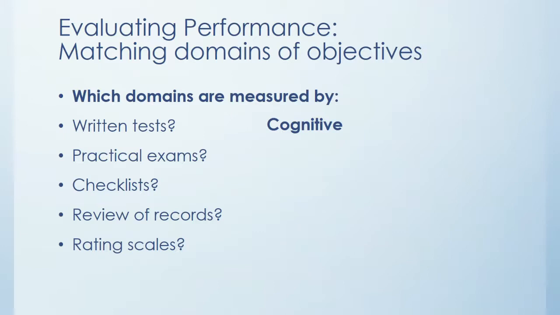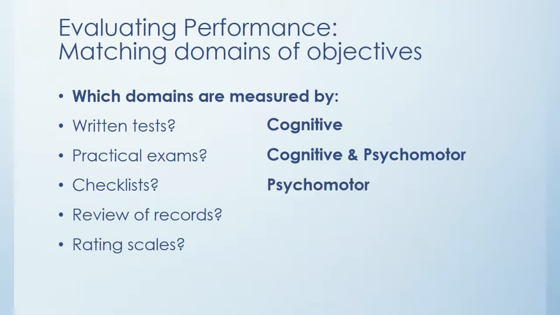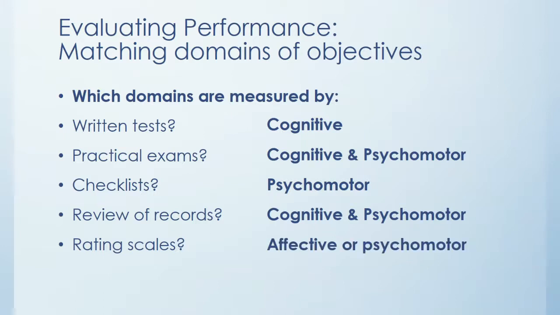Practical exams, cognitive, psychomotor, or affective? Both cognitive and psychomotor, because you have to have some cognitive stuff in there, but you definitely have psychomotor. And then checklists, these are good for psychomotor. Review of records are good for cognitive and psychomotor. And then rating scales are good for affective or psychomotor, depending on what's in the rating scale, you can use it for psychomotor or affective or both, depending on what's in there.